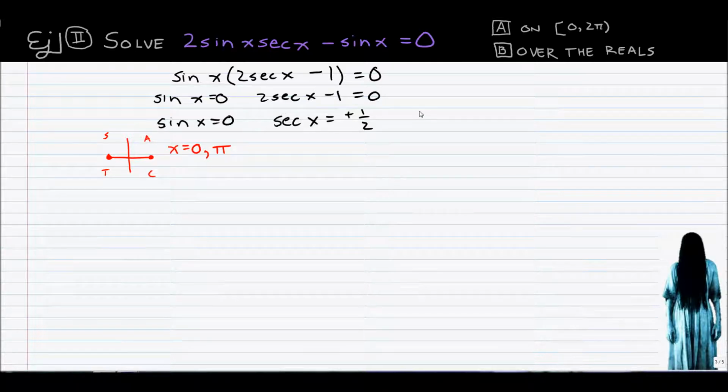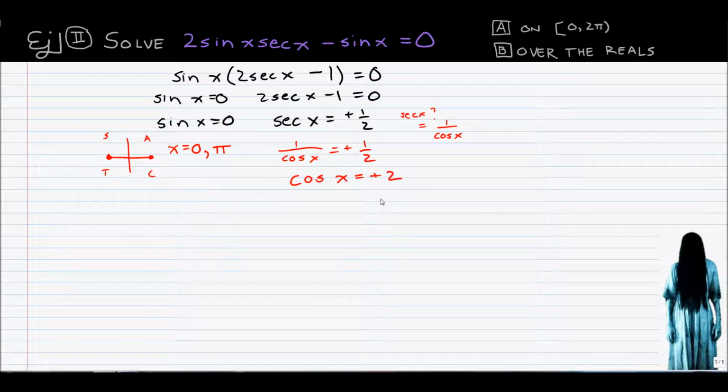So instead, what I like to do is think to myself, how can I relate secant of x to something that I care about? Well, secant of x is really equal to 1 over cosine. So that means that 1 over cosine of x is equal to positive 1/2. Well, that's kind of crappy. I don't want to solve that. Instead, you could think of it as taking everything to the negative 1 power, basically taking the reciprocal of everything, or just flipping both sides, or cross-multiplying, however you do it. This gives us an equivalent equation: cosine of x equals positive 2.